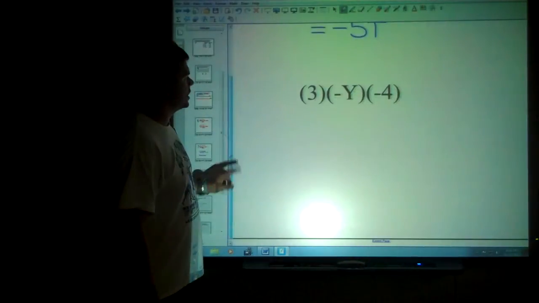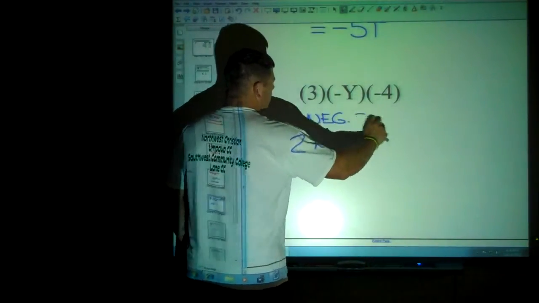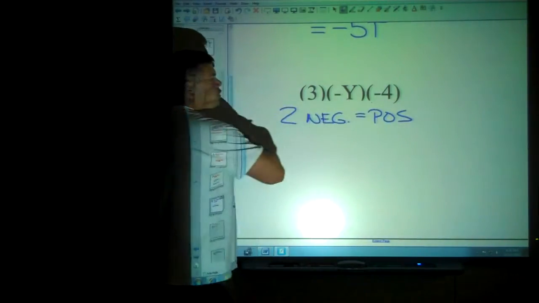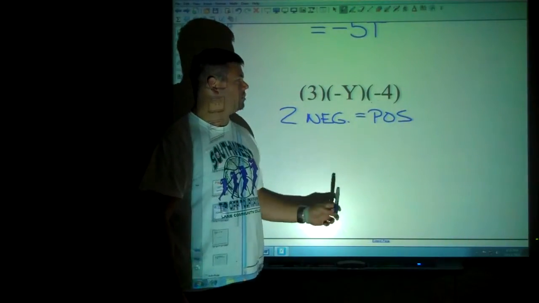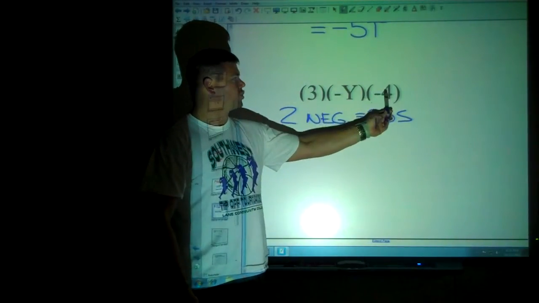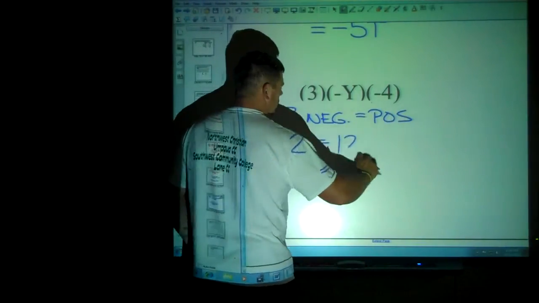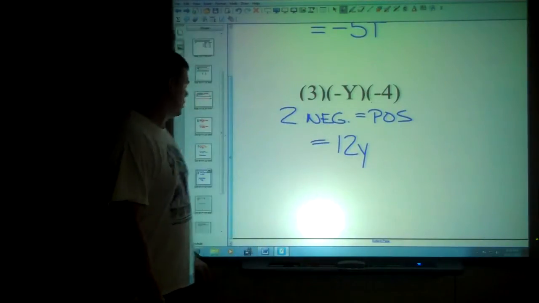All right? In this particular problem, you have 2 negatives. So that's going to equal a positive. And you can multiply in any order you want to, and they don't have to have like parts to multiply. So you already know it's a positive answer. 3 times 4 makes 12, and 12 times y would be 12y. And it's positive. I already know that because there are 2 negatives in the problem.